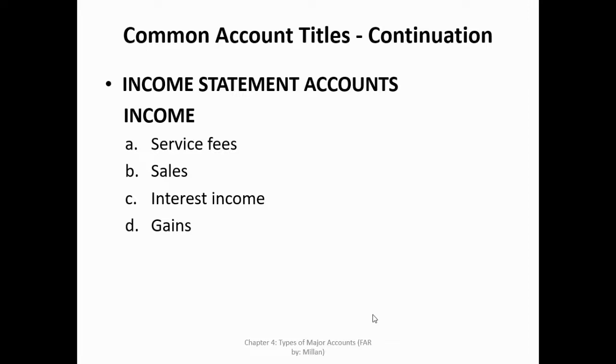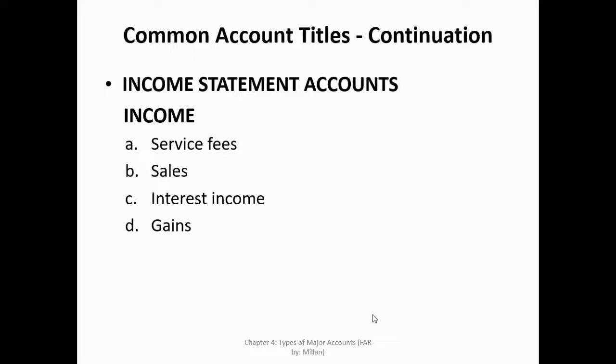Next is the interest income. So these are revenues earned from the issuance of interest-bearing receivables. For example, pinautang ka and merong interest yon. The interest will now be recorded in the interest income.